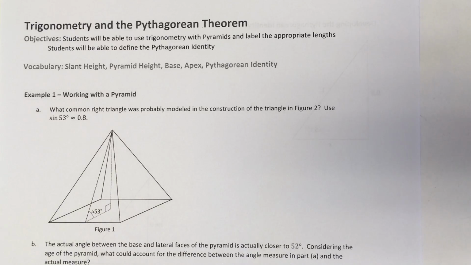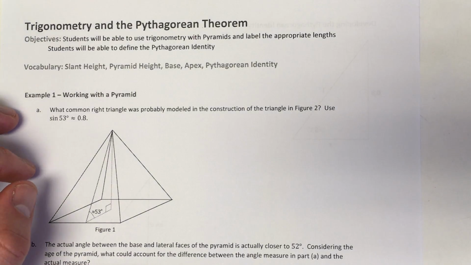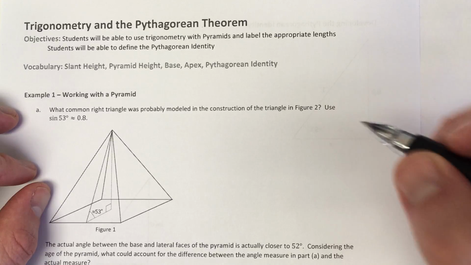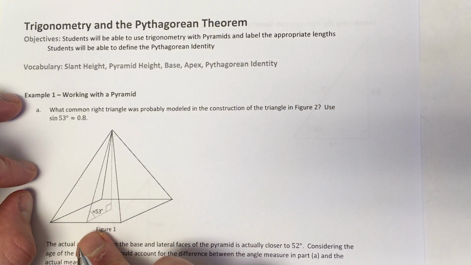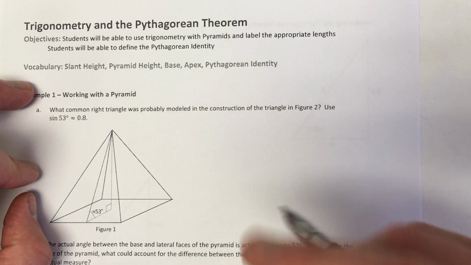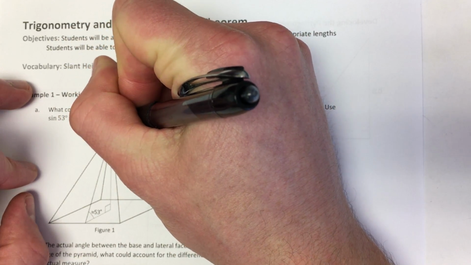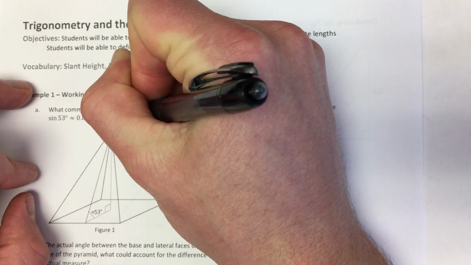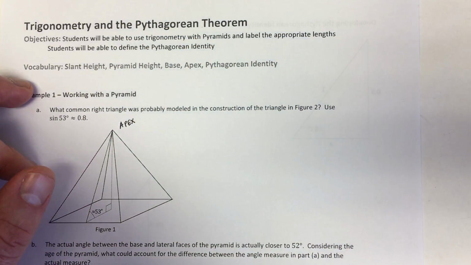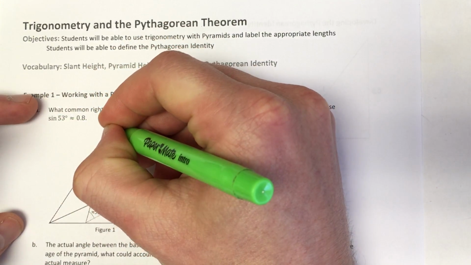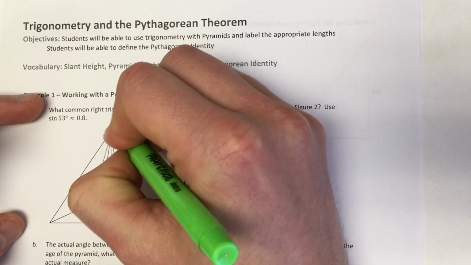So within that first example, we're going to work with a pyramid. What common right triangle was probably modeled in the construction of the triangle in figure 2? Okay, and we have to kind of use figure 1 to get to figure 2. But before we get to that, I want to label this. Right here, the top of the pyramid, we call this the apex. Okay, so as you're looking at these things, just the very tippy top of that pyramid, that's what we are going to call the apex.